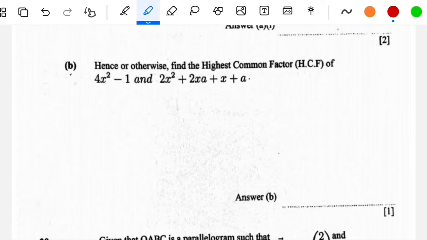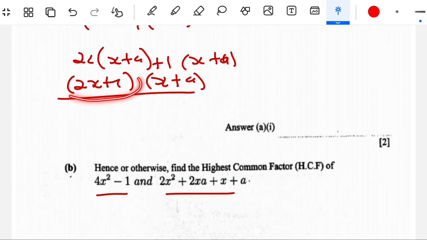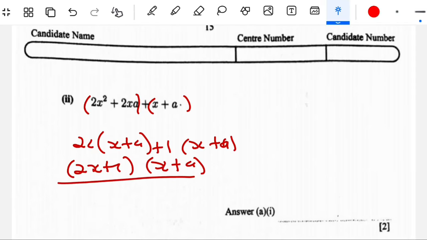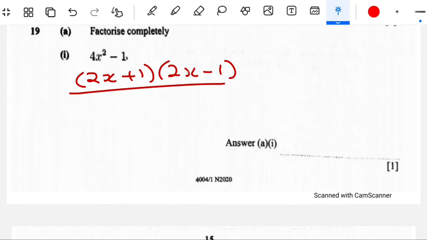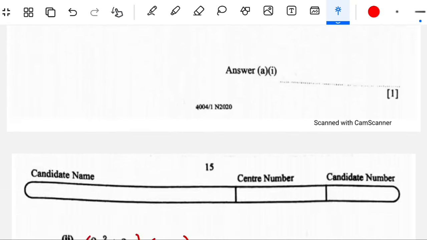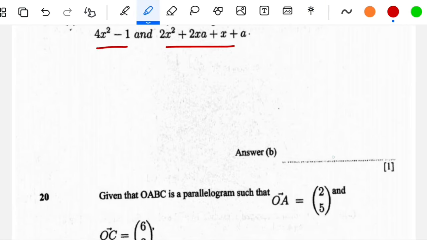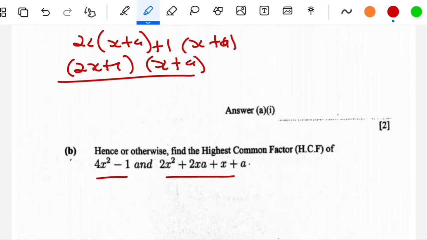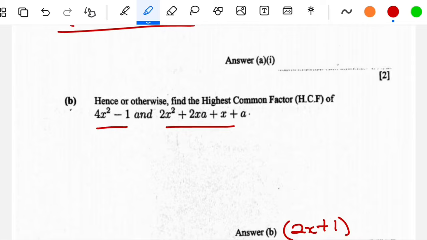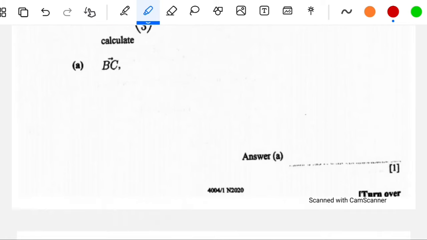Then b, hence or otherwise find the highest common factor of this one and this one. Is this one here, because it is common to both. This one here is common to both, so I'm going to write here as the highest common factor, which is 2x plus 1. Right.